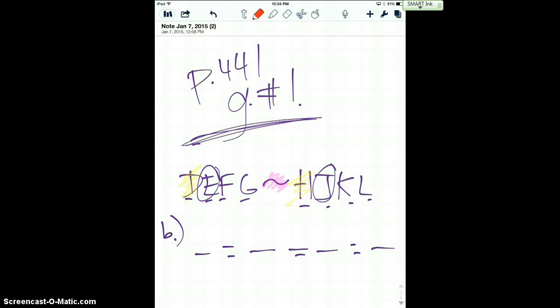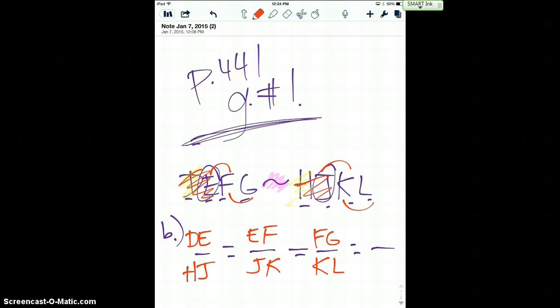So let's look at DE right there. DE is going to correspond with HJ. Then EF corresponds with JK. Just as FG corresponds with KL. And then my last pairing is going to be DG with HL. Got it. Done. All right, let's go to Got It problem number 2.